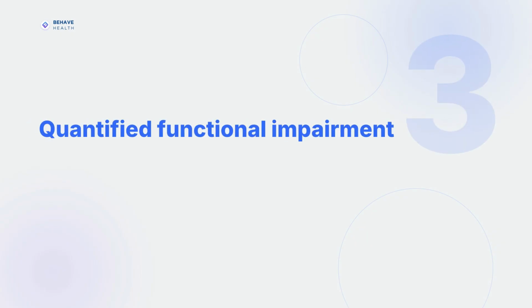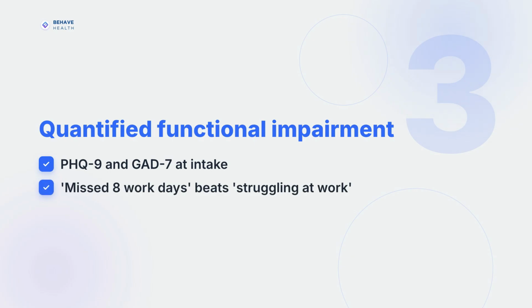Step 3. Quantified functional impairment. This is where medical necessity lives. PHQ-9 and GAD-7 at intake establish a measurable baseline and rule out a more serious primary disorder. Specific domain impairment, work, social, ADLs, with a number behind it is what payers require.